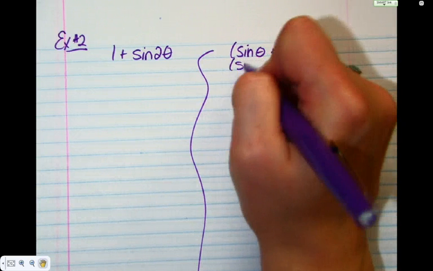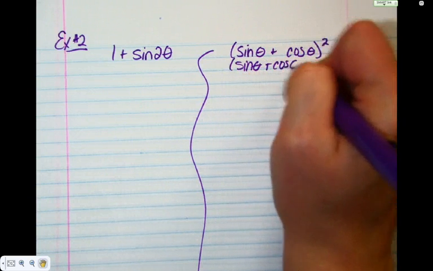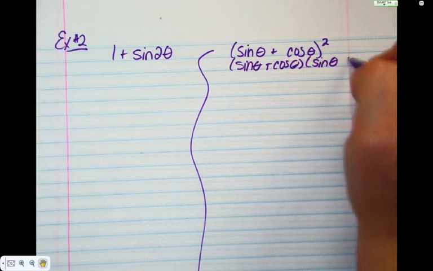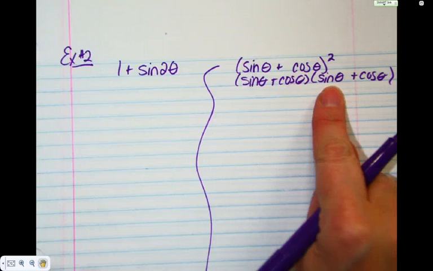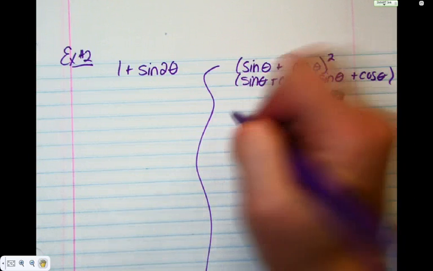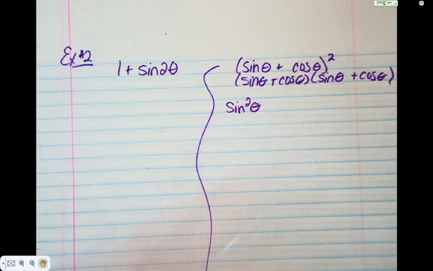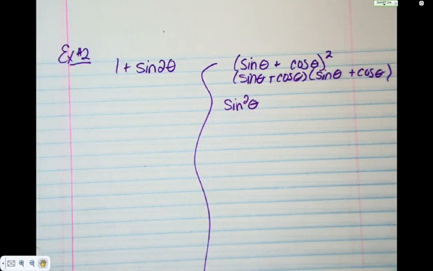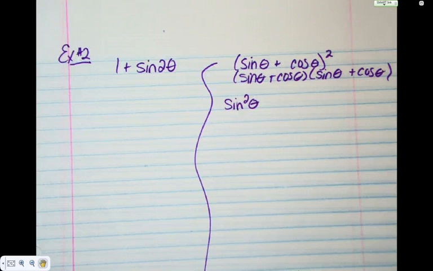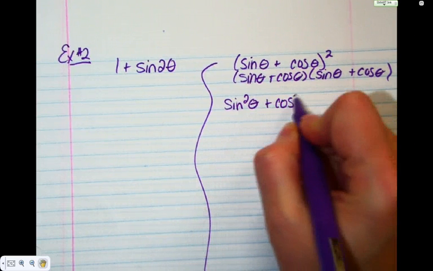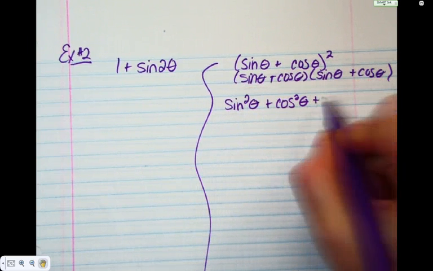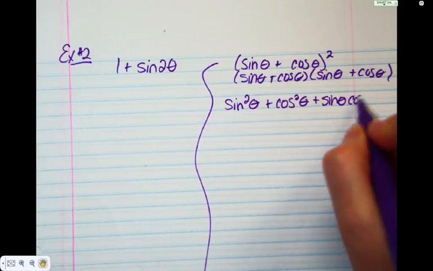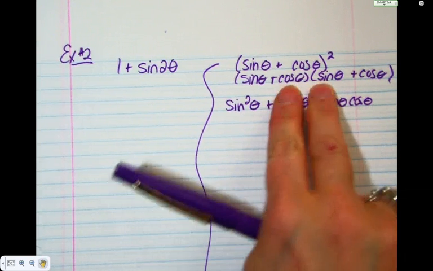Some brains need to see it written out beside each other. So if your brain is one of those, then just write them out beside each other. If your brain can do the foiling without writing it out, great. So first times first, sine times sine. And then I'm going to do last times last, and I'll tell you why in a second. So cos times cos. The outside, sine times cos. And the inside, cos times sine.